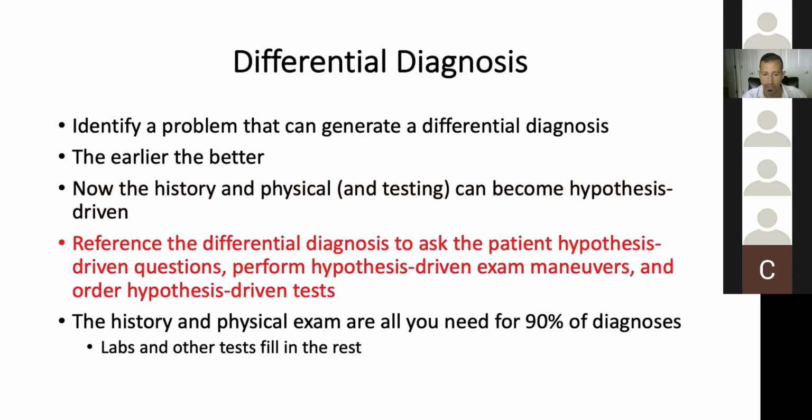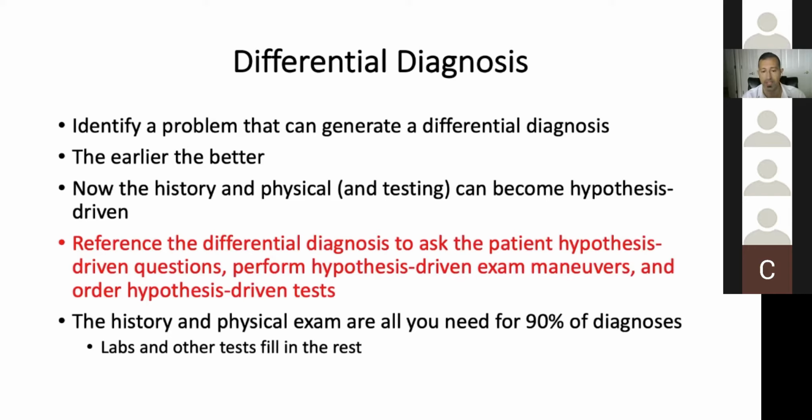You can now reference the differential diagnosis that you've created, which is a collection of hypotheses. And now these hypotheses tell you, this is the information that I need to acquire from this case in order to rule in or rule out that hypothesis. So the way I do this in real life is I may visit a patient, interview them, examine them, and I go back to my desk and I create my differential diagnosis. And then that gives me the hypotheses that I need.